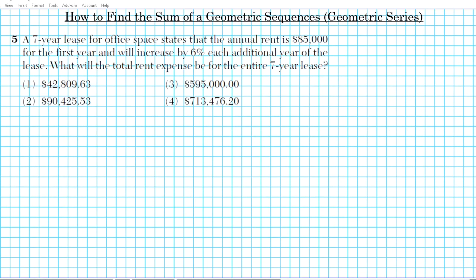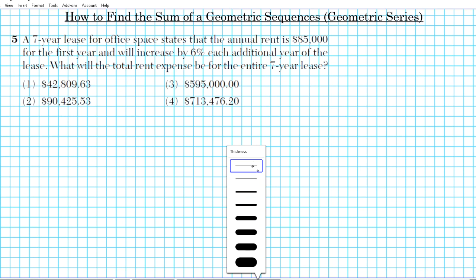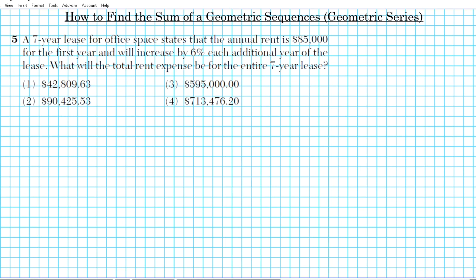Alrighty, let's take a look at question number 5. Question 5 is assessing our ability to find the sum of a geometric sequence, also known as a geometric series. It reads, a 7-year lease for office space states that the annual rent is $85,000 for the first year and will increase by 6% each additional year of the lease. What will the total rent expense be for the entire 7-year lease? So what kind of terms are being generated in this lease that we're looking at right here?